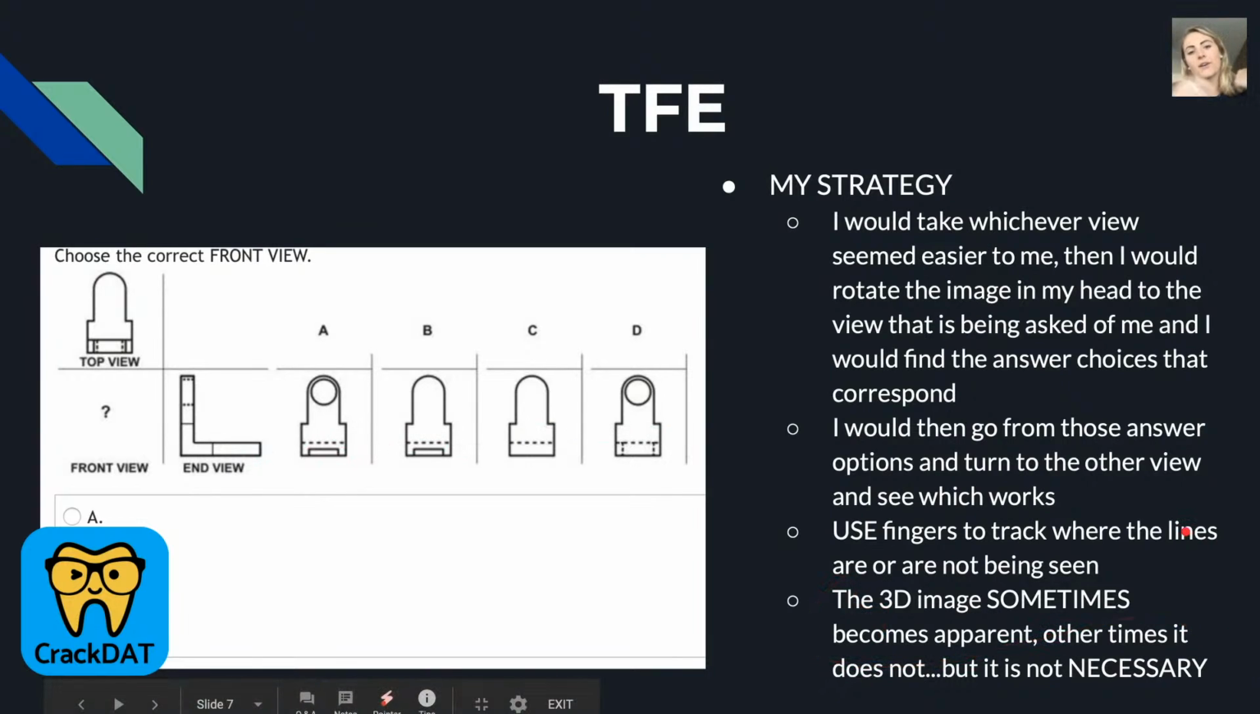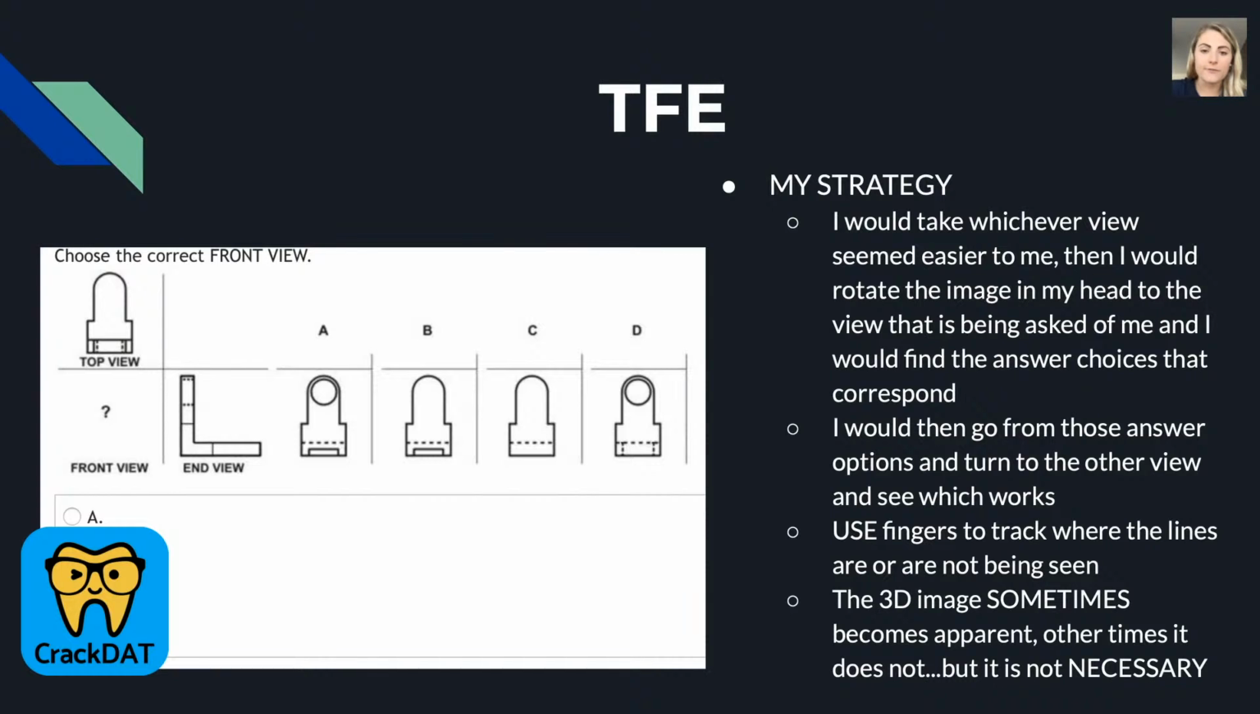Also, I know a lot of people realize the image in 3D and then backtrack to what the 2D image would look like. That's why I say it's not necessary that you do that. Again, play with the options and see what works best for you.